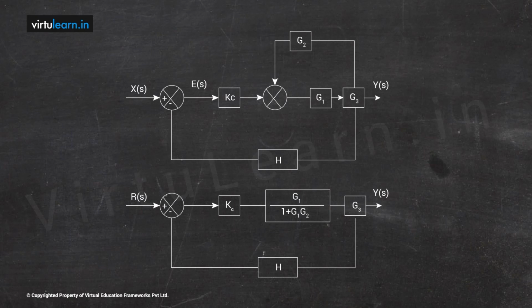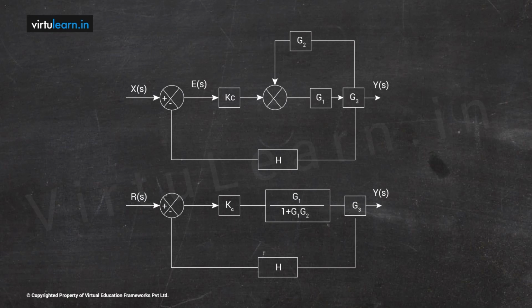How to proceed? One way is we can simply shift this summing point before the takeoff point. But if we want to do that, we need to use critical rules where we need to introduce one more summing point extra. Let us look at the other alternative. The other way is this summing point can be shifted after G1, and after that we can interchange them so that we can easily solve the problem.